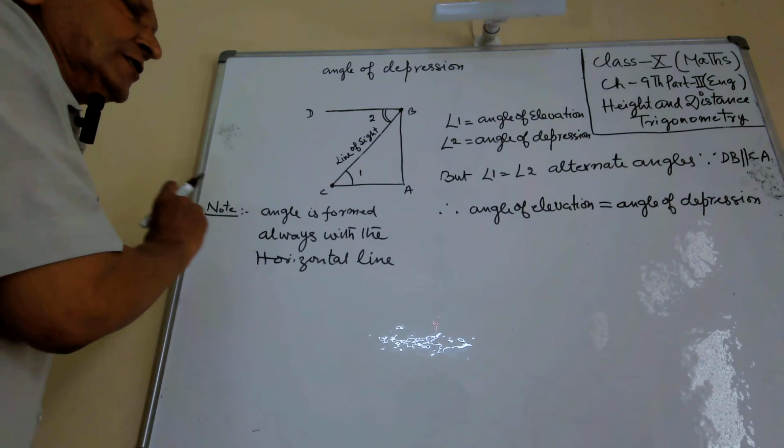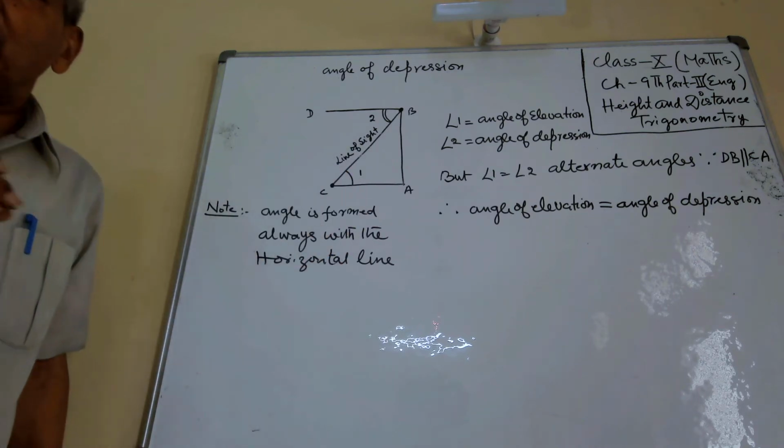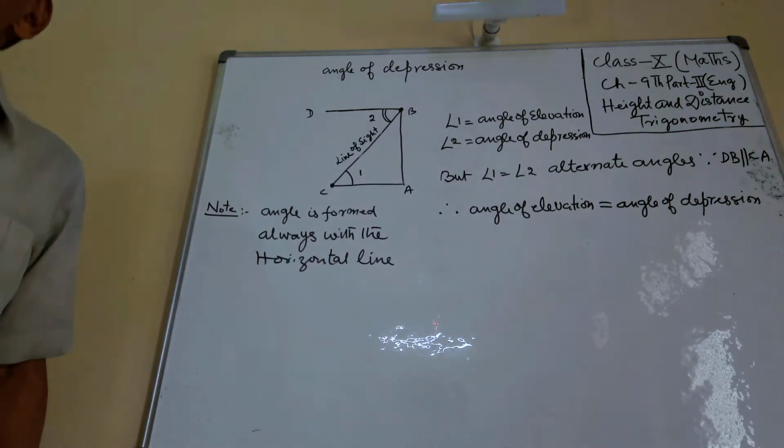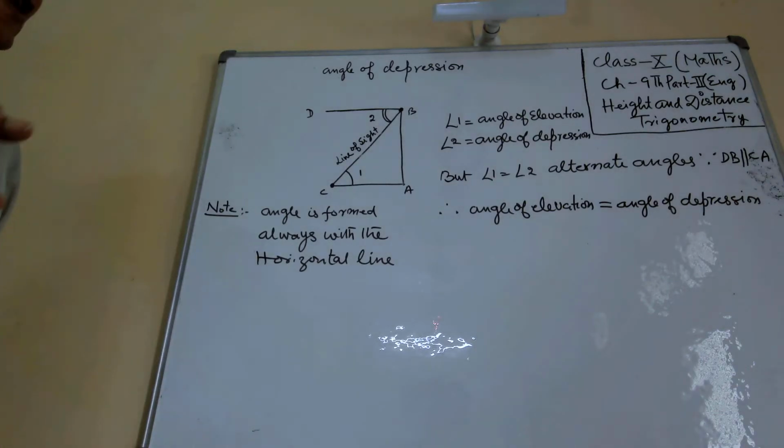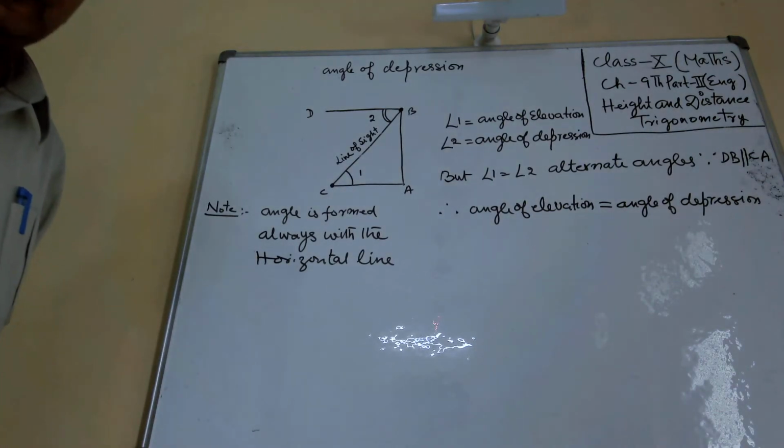This is the difference between angle of elevation and angle of depression. It means there is no difference between angle of elevation and angle of depression. Both are equal. Now I am going to take a question.